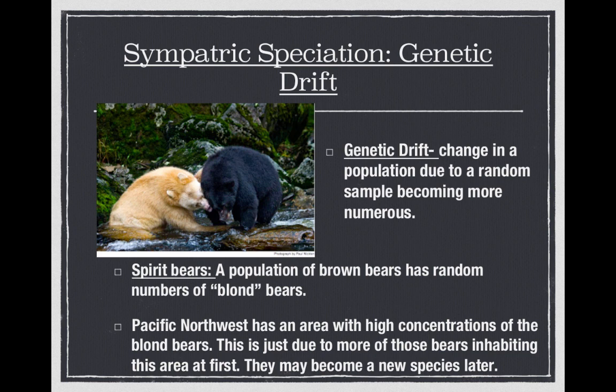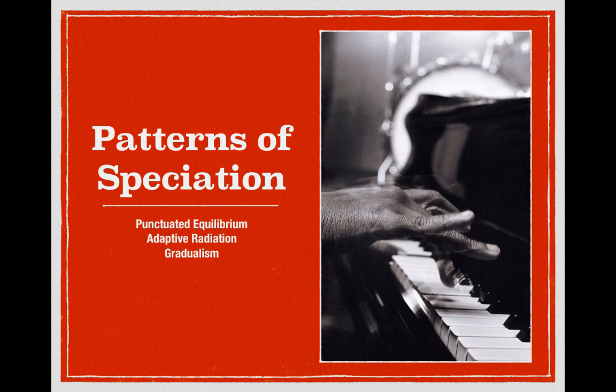That's because the ones that moved to that area first, there was just a higher percentage of blonde bears that went there. And so they may eventually become a new species. They're still interbreeding with the other brown bears, so it's not a new species technically. It's just kind of like a subset group or whatever you want to call it. A breed, if you wanted to say it, thinking like dogs and stuff.